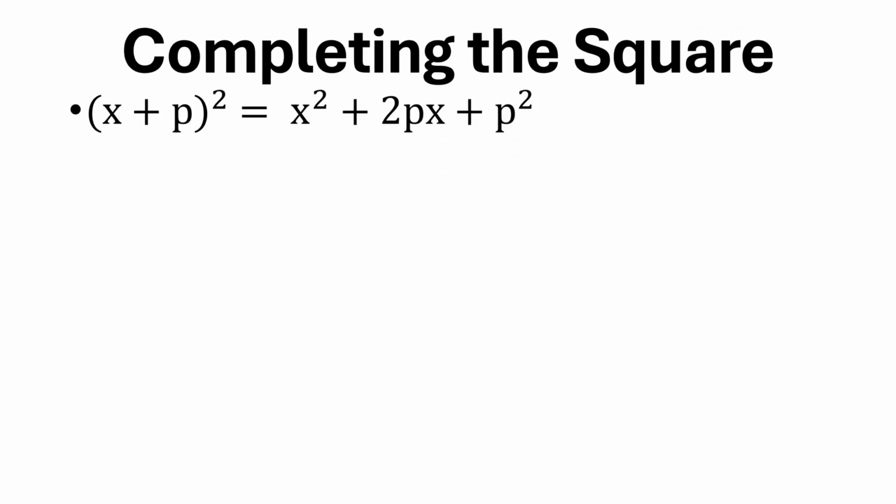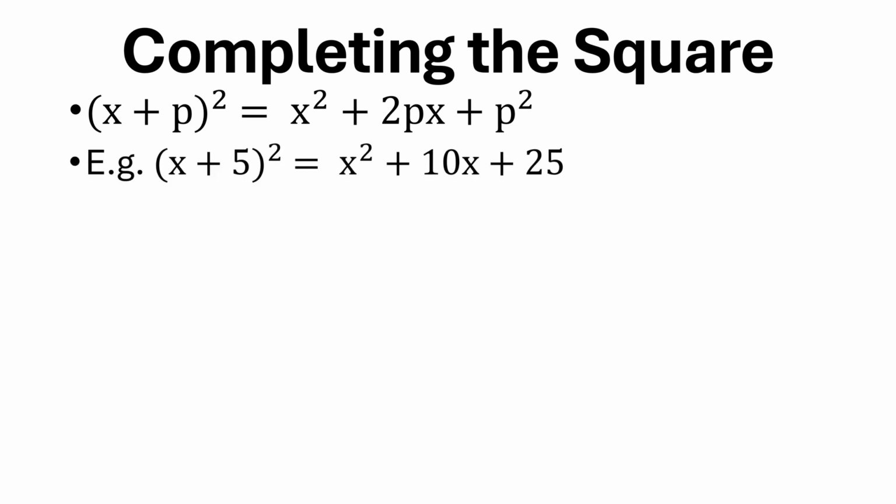Now, let us try to understand what completing the square really means. Let us consider a perfect square quadratic of the form x plus p squared is equal to x squared plus 2px plus p squared. An example is x plus 5 squared equals x squared plus 10x plus 25.